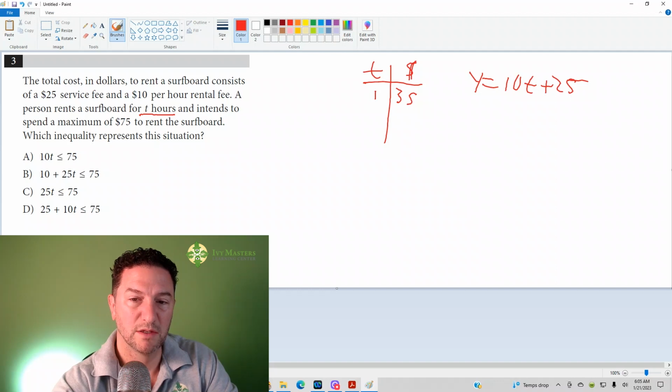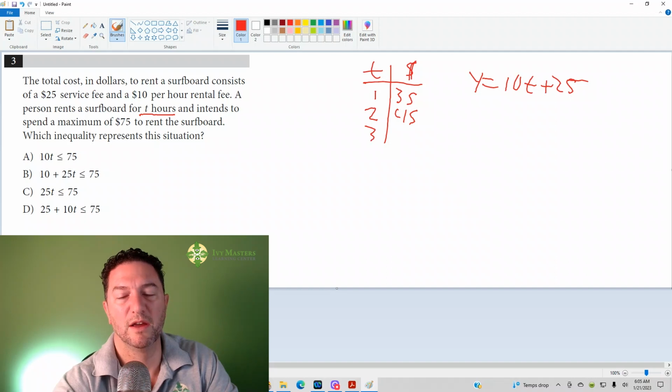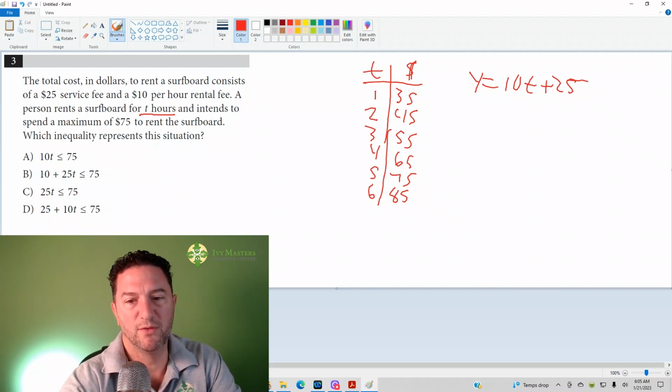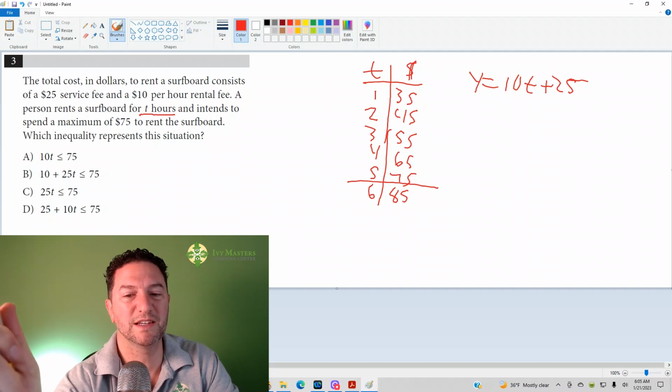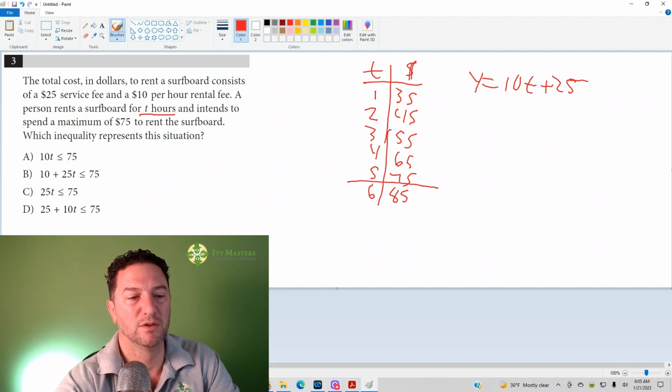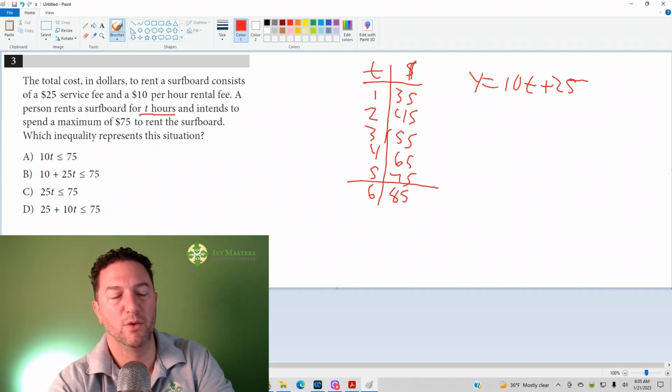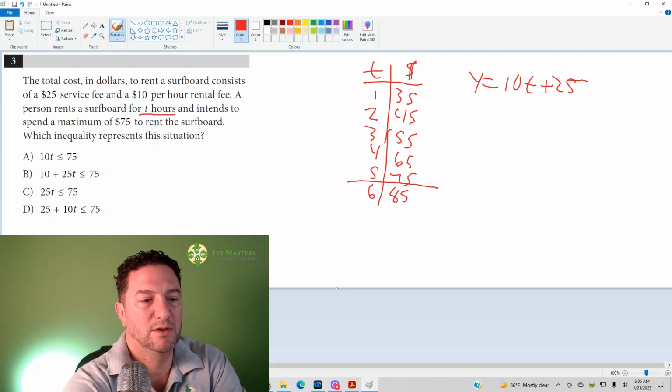If he was at it for 2 hours, then it would be another $10, and you could see the trend there. It goes up by 10, so it would be 55, 65, 75, 85. That would be 4 and 5 and 6 hours. Then you could see a maximum of 75, so this is your cutoff. Plugging in 5 hours should work, but when you go to 6 hours, it should not work. So when we plug in 5 hours into answer choice D, it works, but once we plug in 6 hours into answer choice D, it does not work.